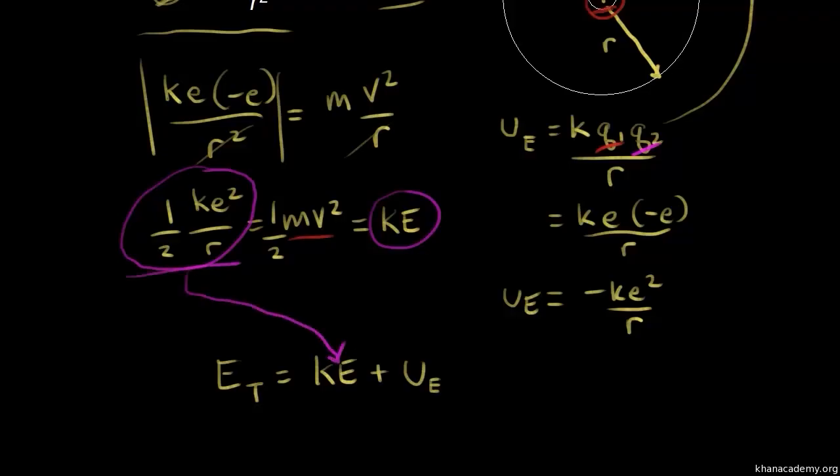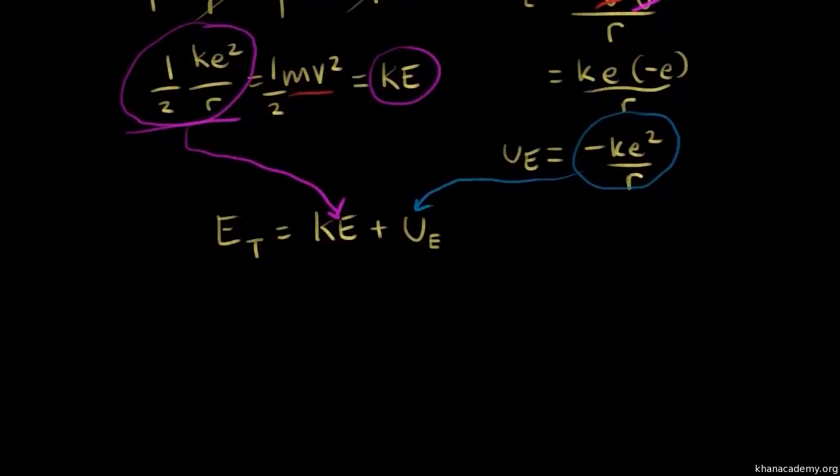And then we also found the electrical potential energy is negative ke squared over r. So we plug that in, and now we can calculate the total energy. So we get some more room. The total energy is equal to half ke squared over r, our expression for the kinetic energy, and then we have a negative value, so we just write minus ke squared over r.